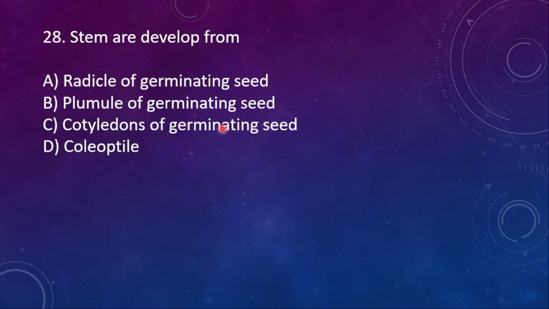28th, stem are developed from A, radicle of germinating seed, B, plumule of germinating seed, C, cotyledons of germinating seed, D, coleoptile. And then here right option is plumule. From the radicle root will arise, and then from the plumule part of the embryo there will be a germination of what? Stem.